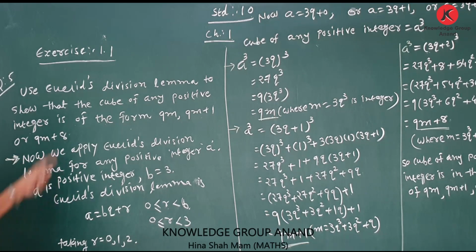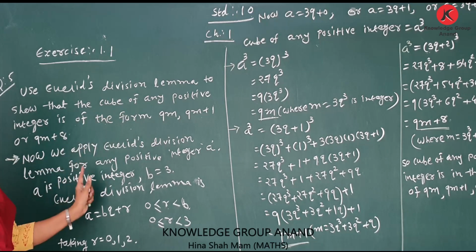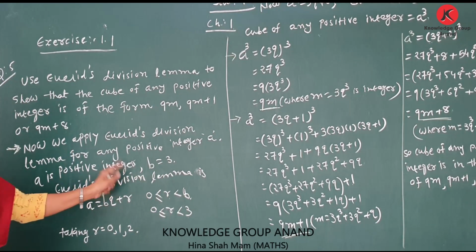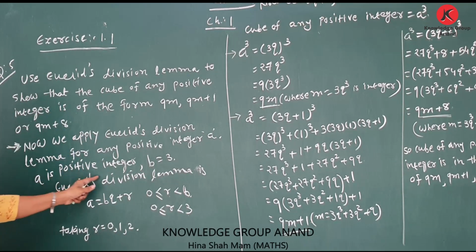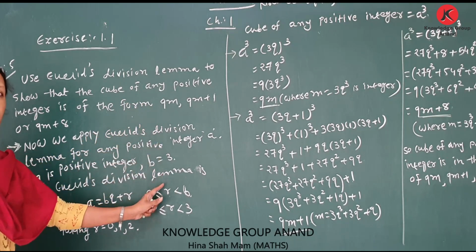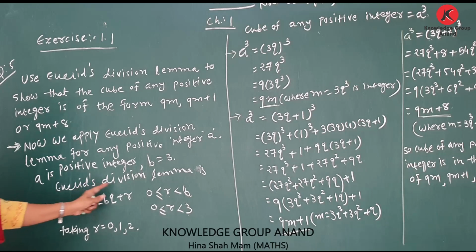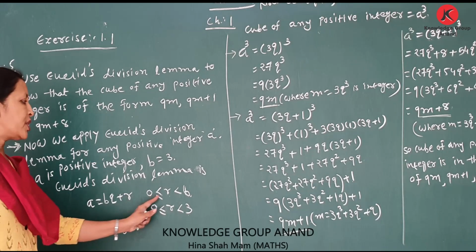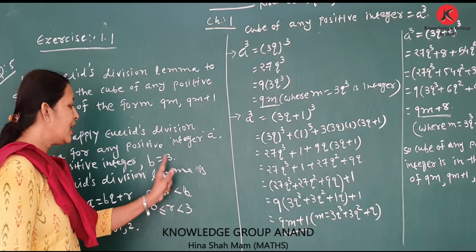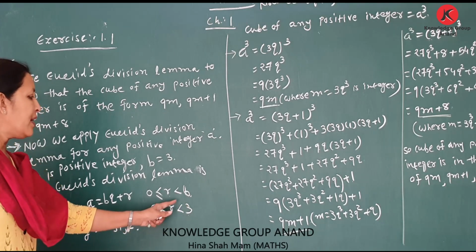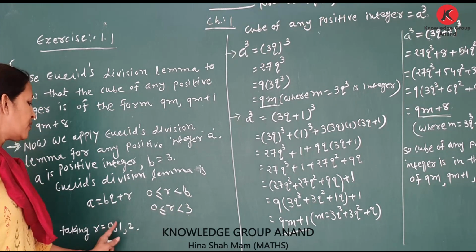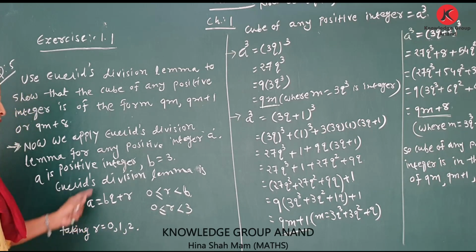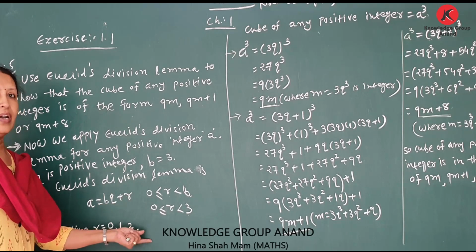Here, first we apply Euclid's division lemma. What is Euclid's division lemma? a is equal to bq plus r. Here a is any positive integer, and we take b equal to 3. The condition is 0 less than or equal to r less than b. Here b is equal to 3, therefore r is less than 3, so r is 0, 1 or 2.